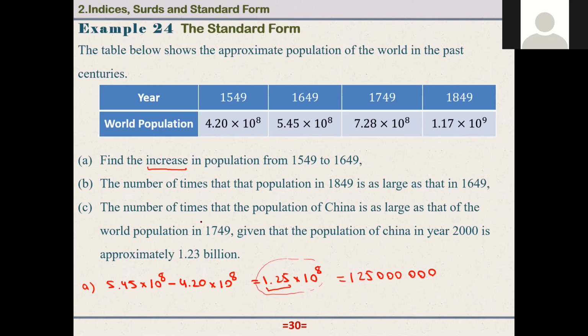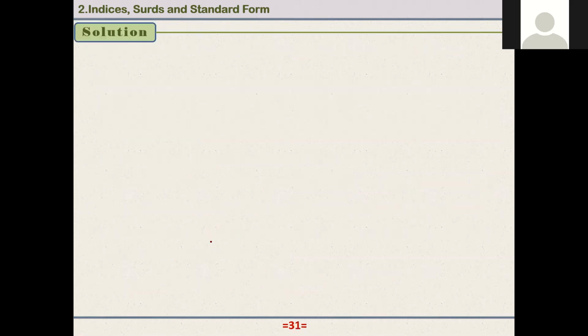Question B. The number of times that the population for 1849 is as large as that in 1649. Here we have 1649 and 1849. So actually to do this, that means that here it is more, right? Number of times. So n times this population is equal to this thing, right? So to find this n, maybe we can do this here.